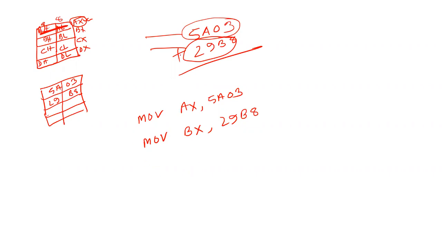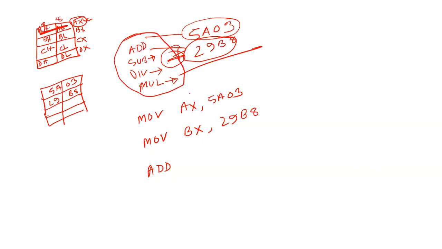Now our addition, so ADD. If you use subtraction, then SUB. If you use multiplication, then MUL. Okay, MUL means multiplication. DIV means division, SUB means subtraction, and ADD means addition. Okay, so ADD AX, comma, BX. AX plus BX.